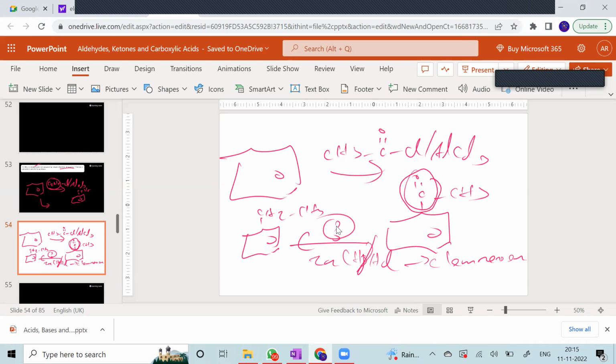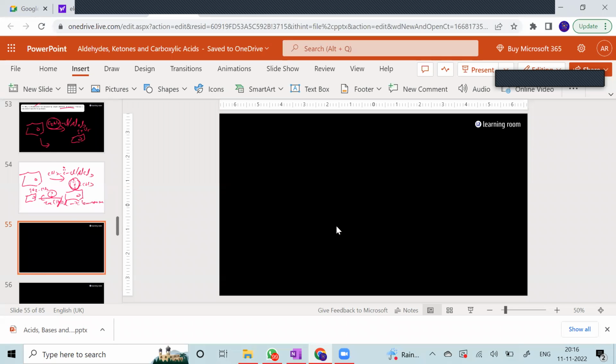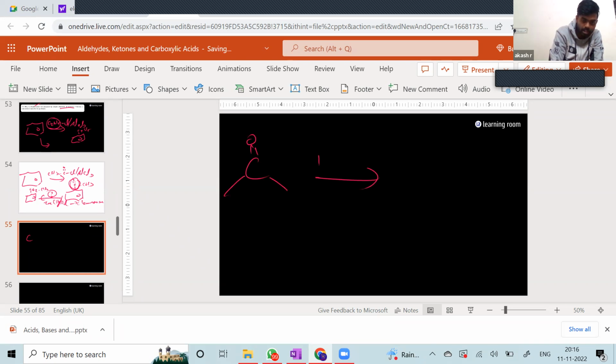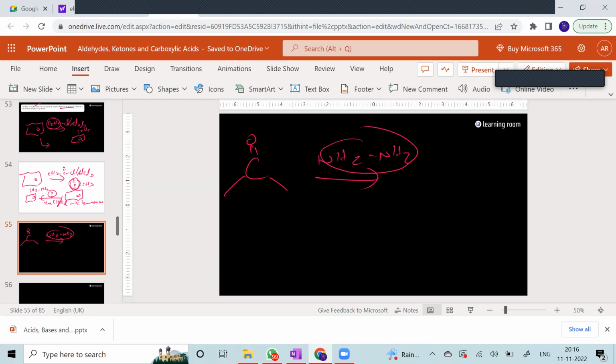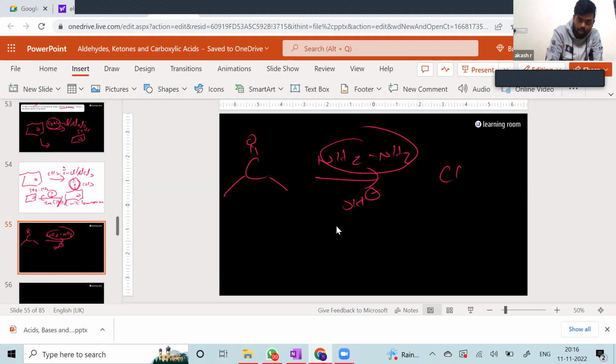Wolff-Kishner. What is the reagent there? NH2NH2. If you have C double bond O, don't forget about the other bonds. If you go for NH2NH2, what is it called? Hydrazine. Absolutely. Okay, fine. And then if you go for OH minus, you will convert this into CH2. Same thing can be done with the help of your Clemmensen.